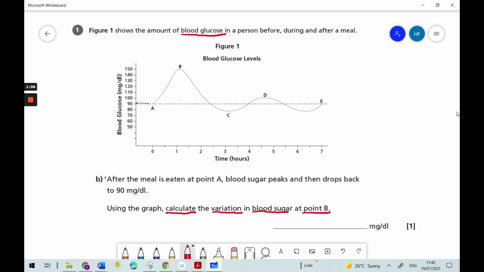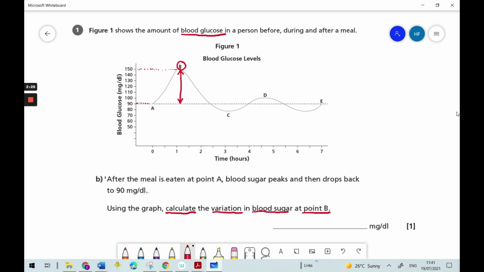We need to look at point B, which is here. Okay, so we need to calculate the difference here. And the way to do that is to read the numbers which show the blood glucose level. So we've got 90 and then we've got 150. It's the highest here. If you go over from here and do a straight line, mine's not very straight, but you get the idea. That's the difference.